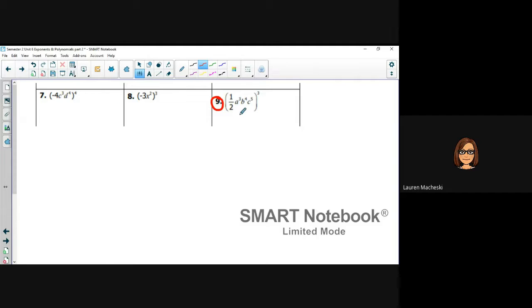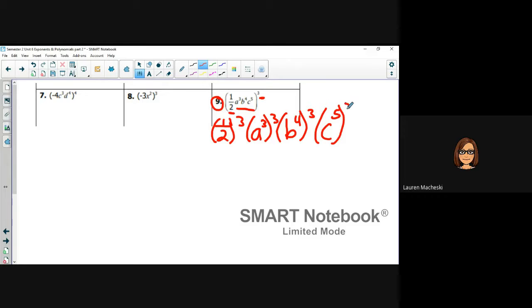All right, now this one has a coefficient of 1/2, and then it has 3 variables, and they're all being raised to the 3rd power. That means every single thing inside of parentheses is being raised to the 3rd power. So 1/2 raised to the 3rd power, A to the 3rd raised to the 3rd power, B to the 4th raised to the 3rd power, C to the 5th raised to the 3rd power.